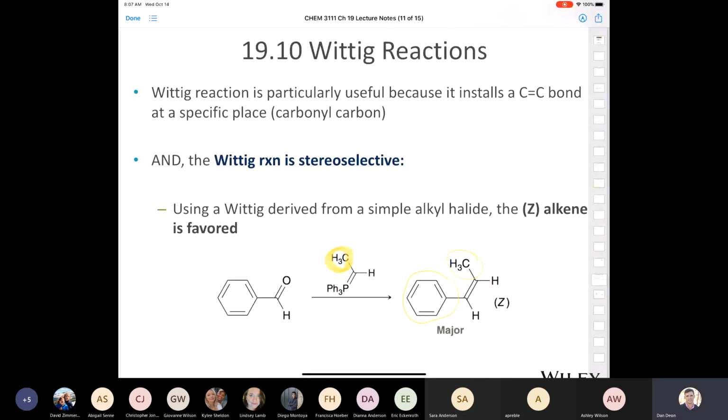The Wittig reaction is stereoselective in that when we use a simple Wittig reagent, so it says here a Wittig derived from a simple alkyl halide, and that just means like an alkane, like a methyl or an ethyl or a propyl or an isopropyl, what have you. In that case, you're going to end up with the Z alkene. Now, that's a rule that you have to know, okay? You end up with the Z alkene when you use a Wittig derived from a simple alkyl halide.